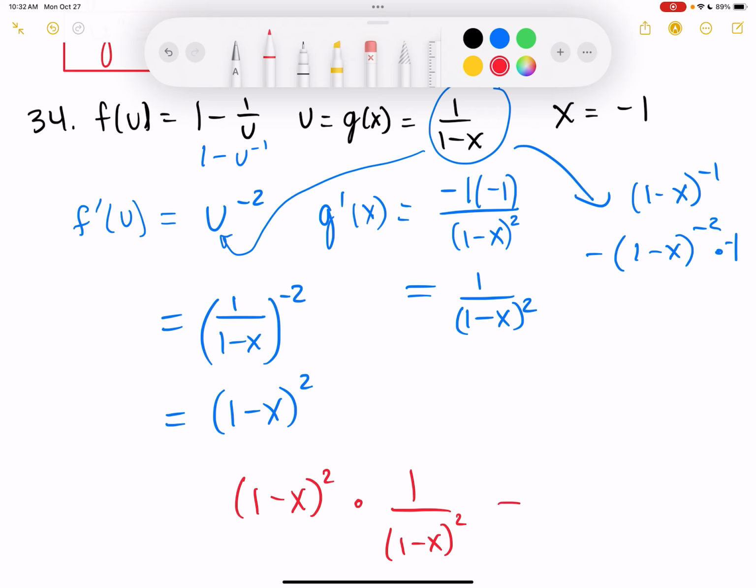And so obviously that cancels top and bottom. So the derivative of this whole thing is 1. This wasn't a great example because technically I would have been plugging in negative 1 for x, but everything cancels, so I didn't need to in this one. So this would be your answer.